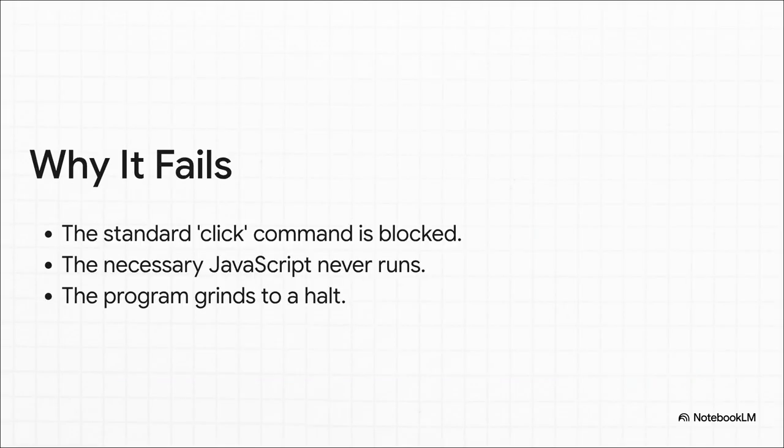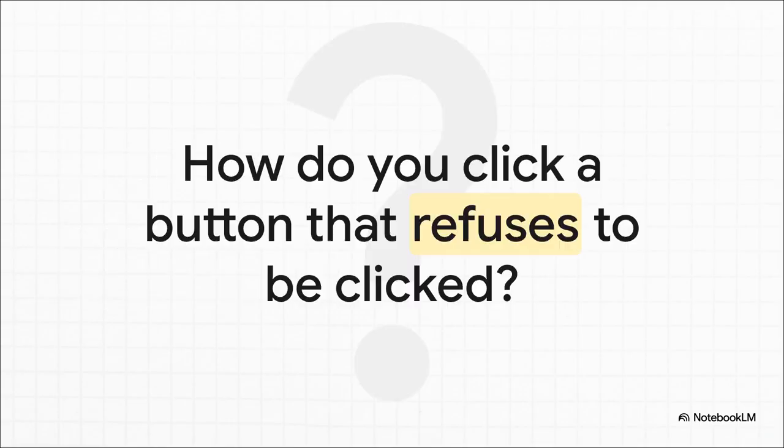So what's actually happening here? Well, in short, something on the web page itself, maybe it's a cookie pop-up or an ad or just the way the site is built, is physically blocking that standard click command. And because it's blocked, the JavaScript that was supposed to run never even gets a chance to start. So the program just stops. This all leads to a really cool engineering problem, right? If the front door is blocked, how do you get your message inside? How do you click a button that's basically refusing to be clicked?